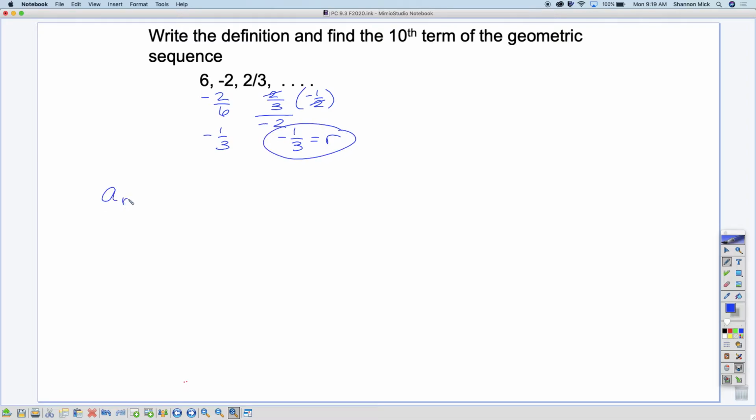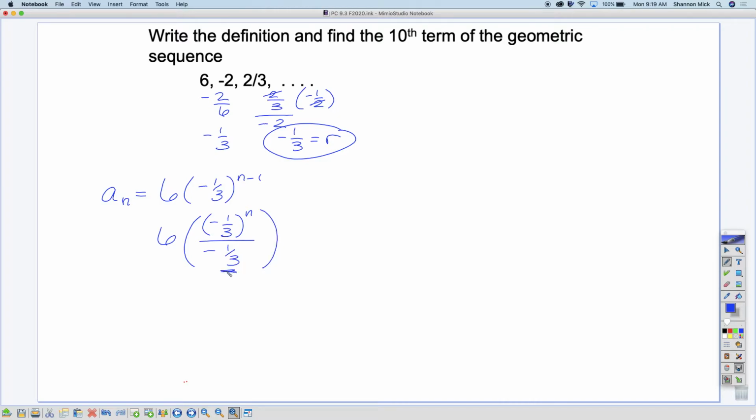So a sub n equals what? 6 times negative 1/3 to the n minus 1. Which equals, now this is where it gets a little tricky. The other one wasn't too bad, right? a sub n equals 6 over negative 1/3. Okay, it's going to be negative 1/3 to the n, yes? Over negative 1/3.